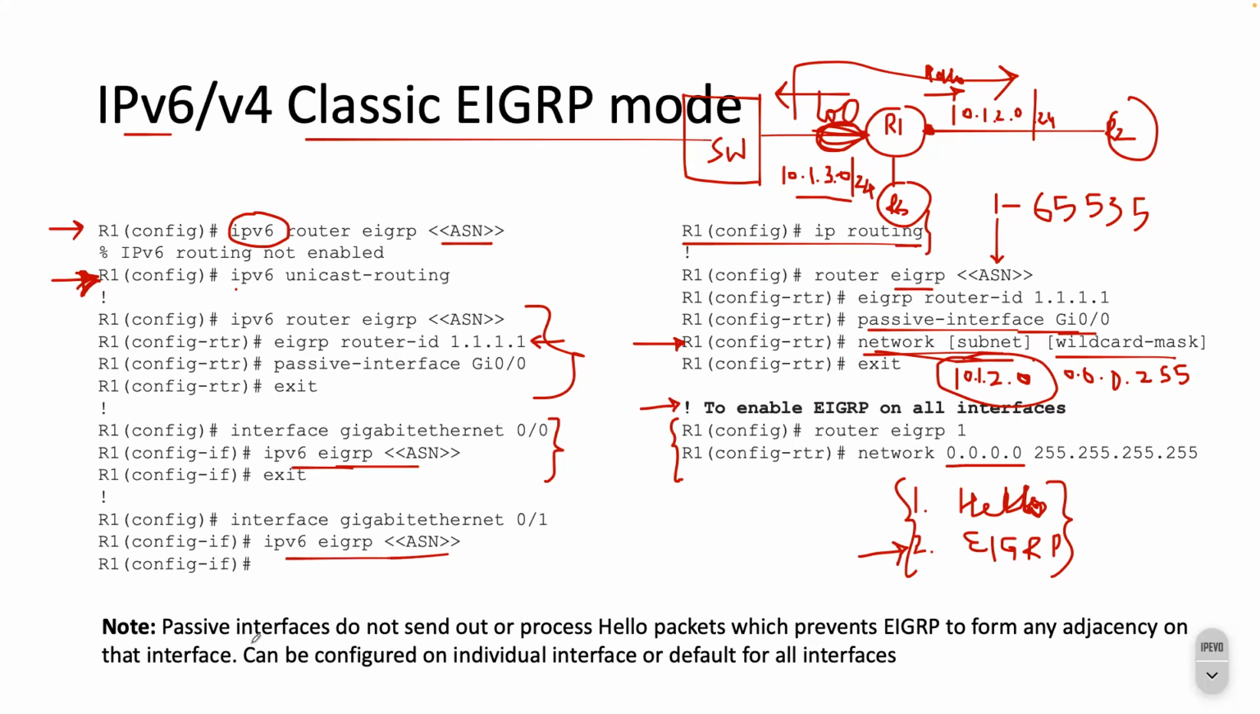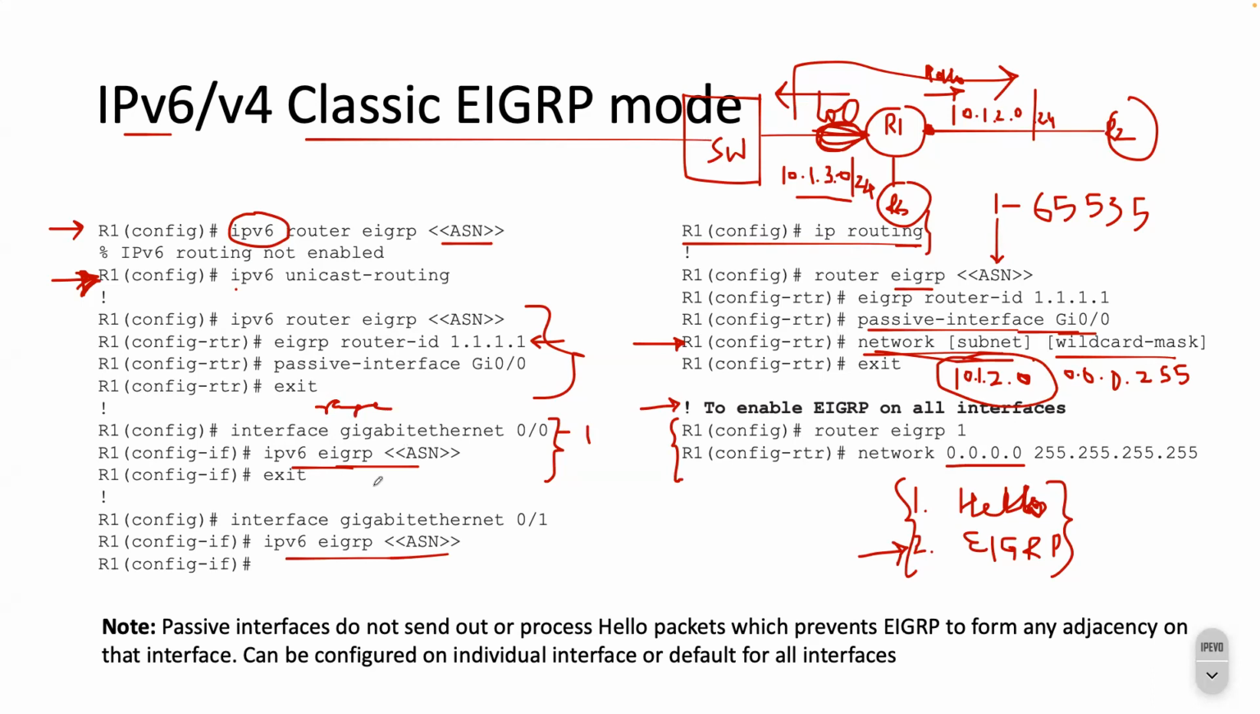So enabling EIGRP on all interfaces is not possible under IPv6, not via a single command. There are some hacks, like interface range, some shortcuts. With that we can do it. But still, in that scenario also, if we have any other kind of interface, 10 gig or 100 gig, they will need to be configured manually again.